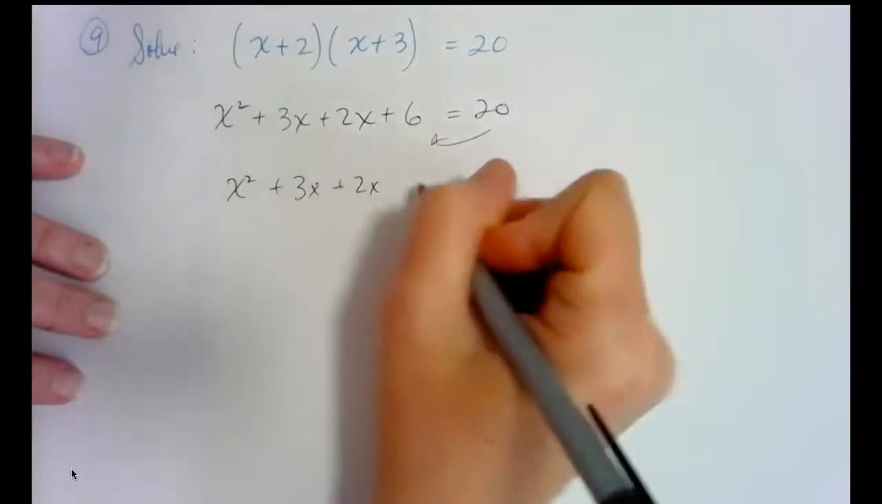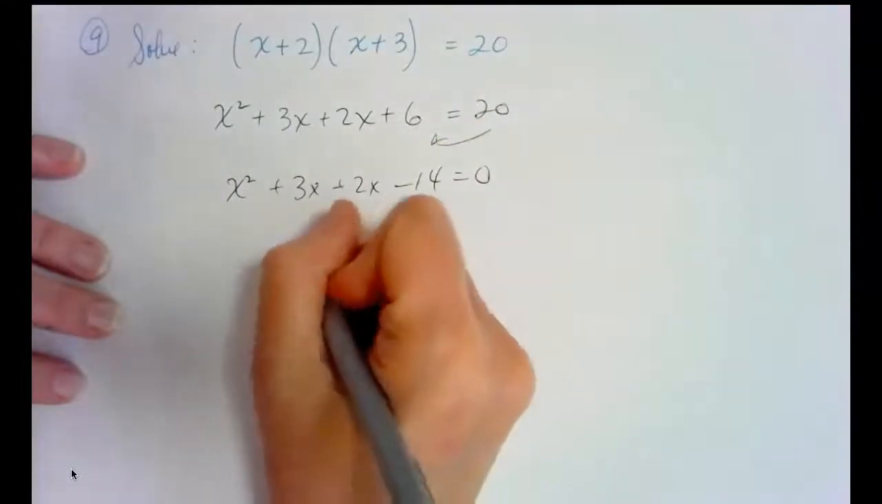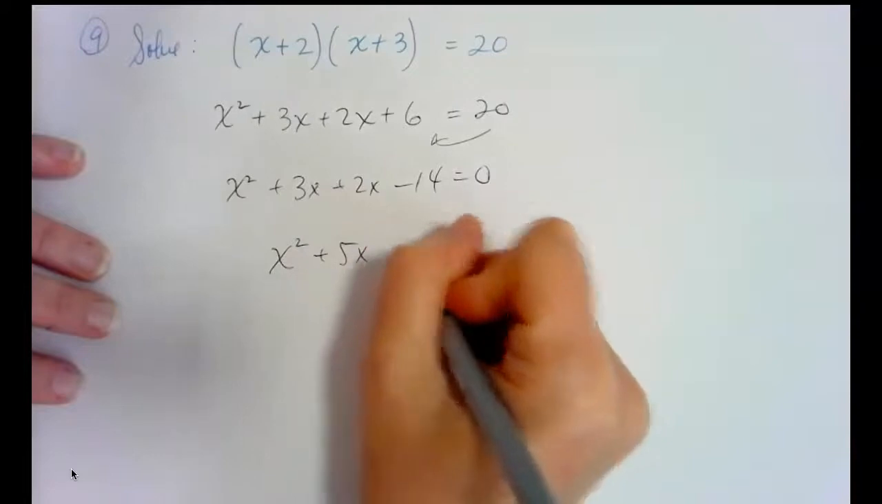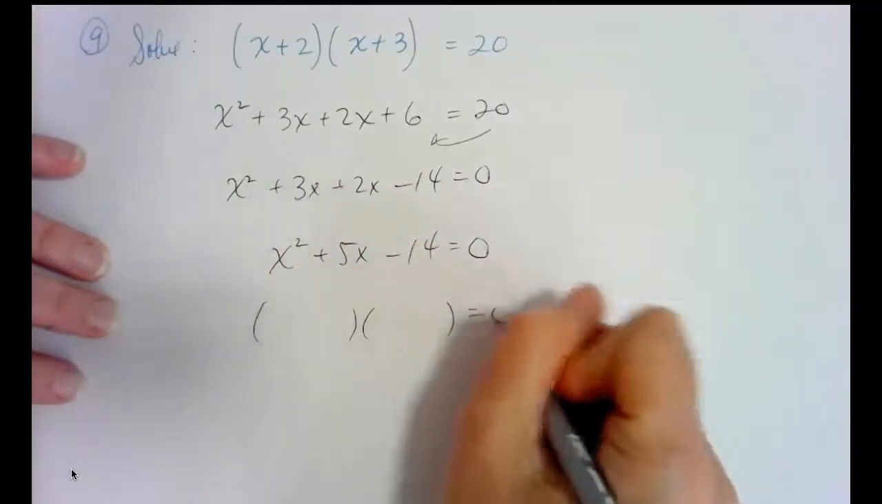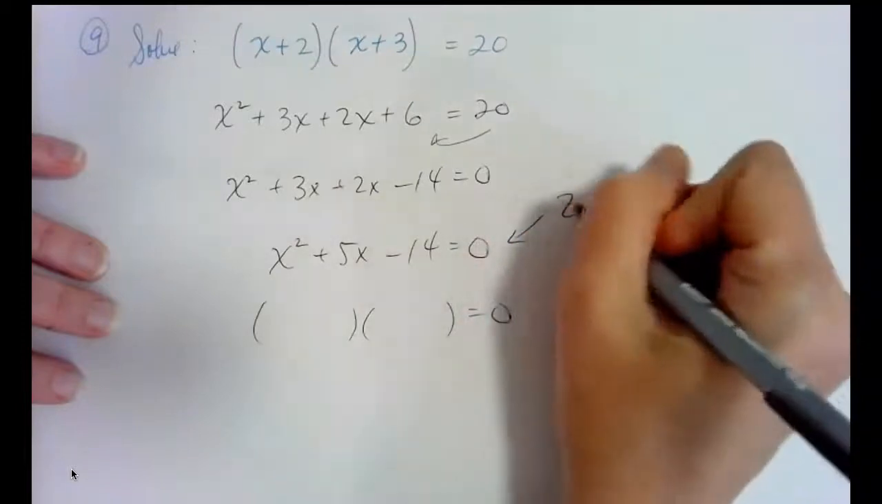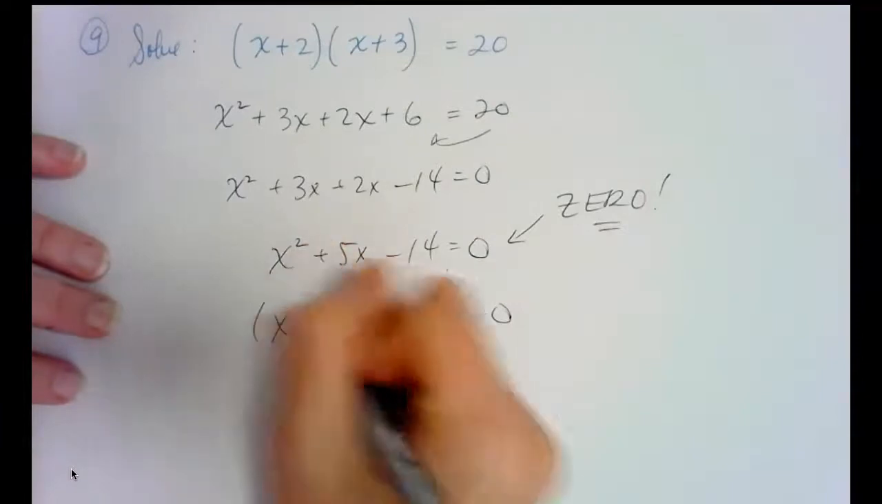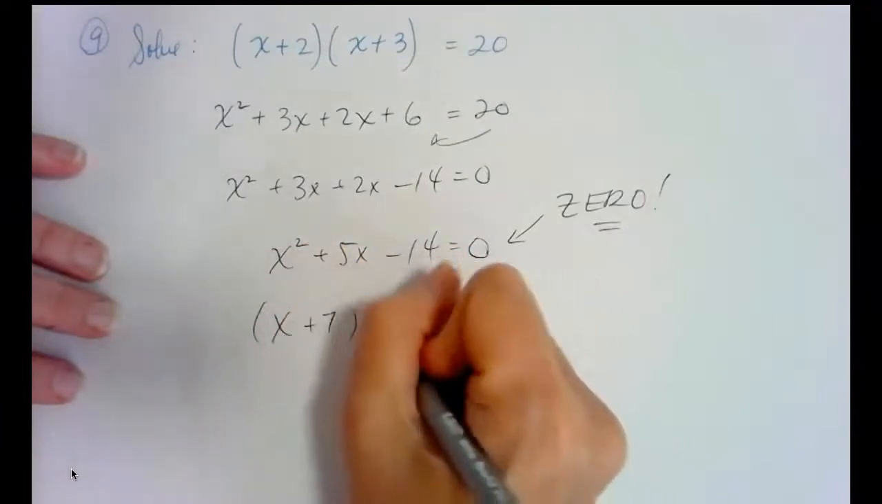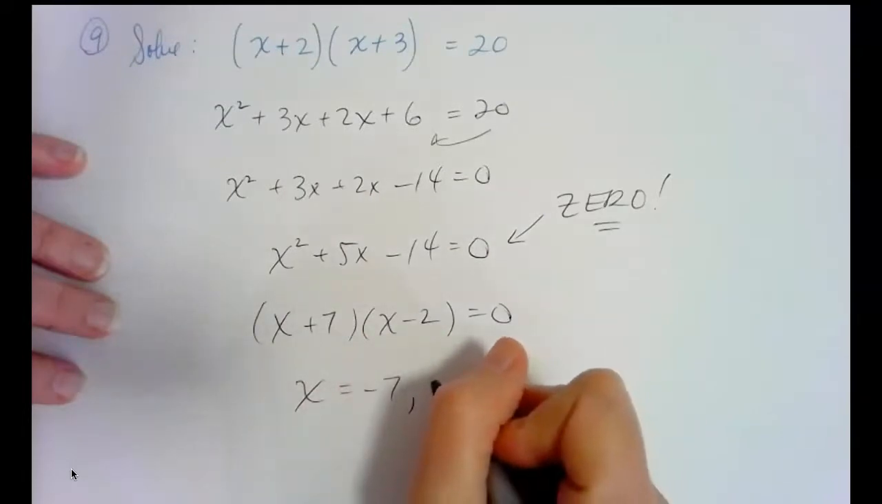Whoop, I should have combined those terms. I will in just a second. So that is x squared plus 5x minus 14. It will factor once again. Now that it's set equal to 0, we can factor again. X plus 7, x minus 2, x equals negative 7, and 2.